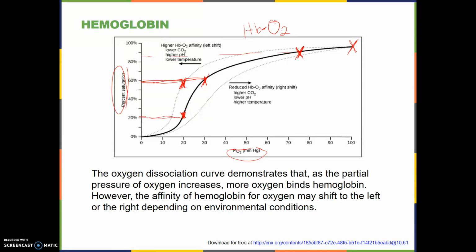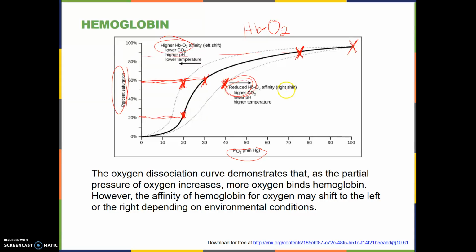So partial pressure of 40, when it shifts right, will give you that same percent saturation. So shifting the curve right happens with higher CO2, lower pH, and higher temperatures. In other words, shifting the curve to the right reduces hemoglobin's affinity for oxygen, and shifting the curve to the left increases hemoglobin's affinity for oxygen.